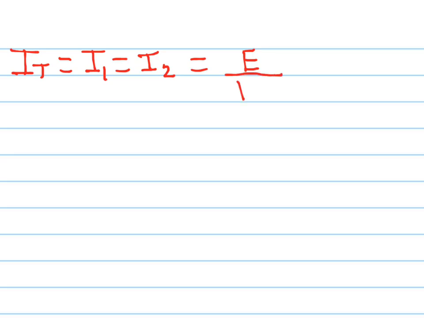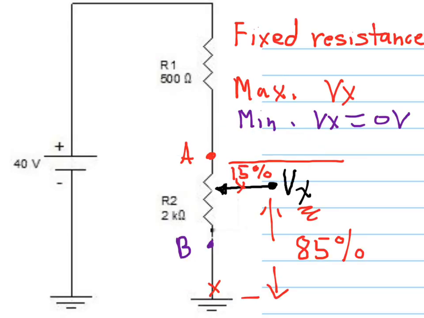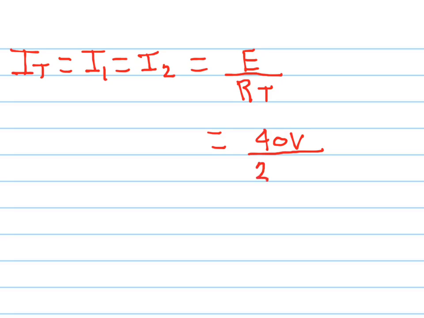Okay, so that means that current IT equals I1 equals I2 equals E divided by RT, and that equals 40 volts divided by the 500 plus the 2000, 2.5K, so that's 40 divided by 2.5 gives us 16 milliamps.